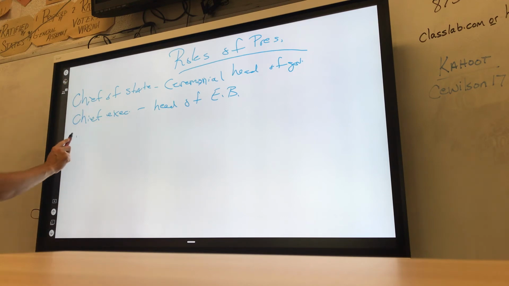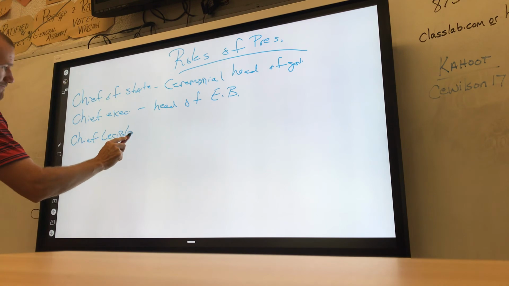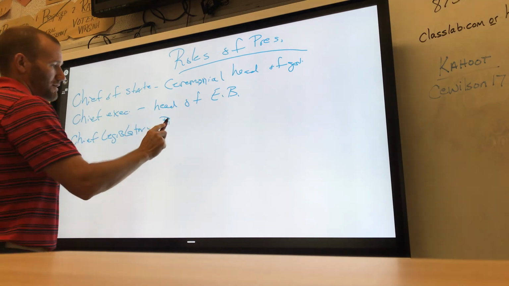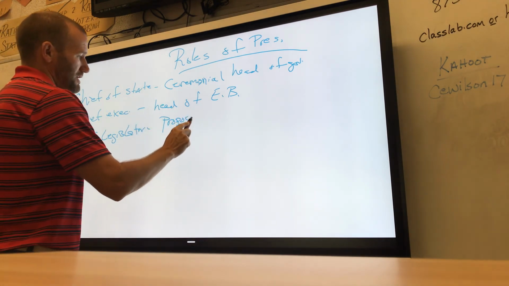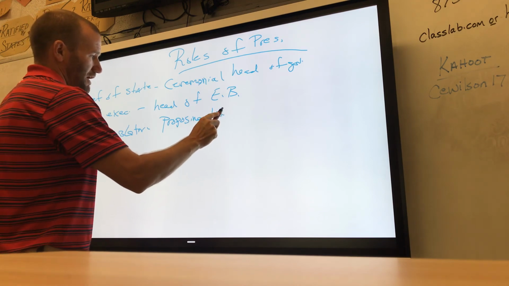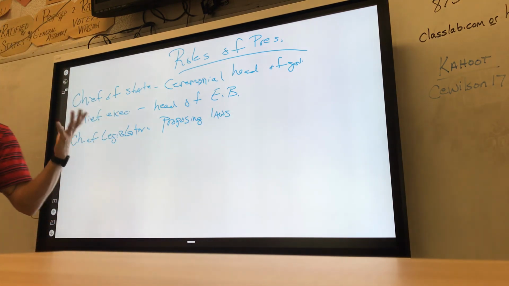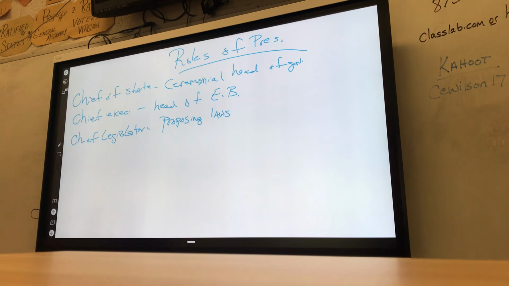Next is chief legislator: proposes laws on the legislative agenda. He is the leader in proposing laws. He's not the head of the legislative branch. He's the head of the executive. What he is, is the leader in proposing laws. He gives the legislative branch ideas.